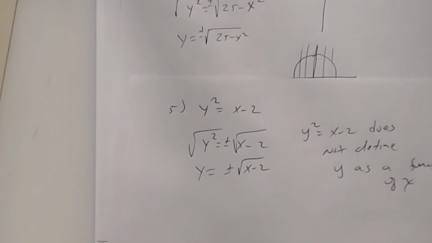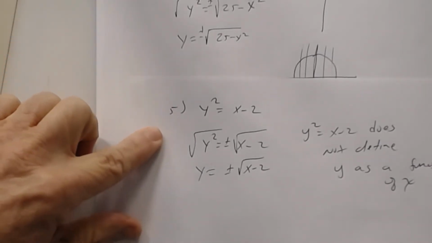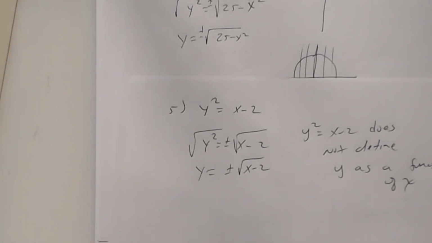But here's the question I'm going to ask you. In number 5, is that a circle? Is number 5 a circle? No. In order for it to have been a circle, think of your first test. You needed an x squared and a what? y squared. x and y being squared? All right, so that's not a circle.